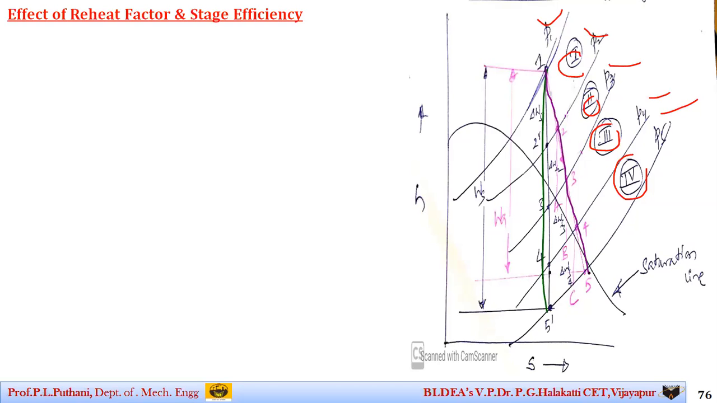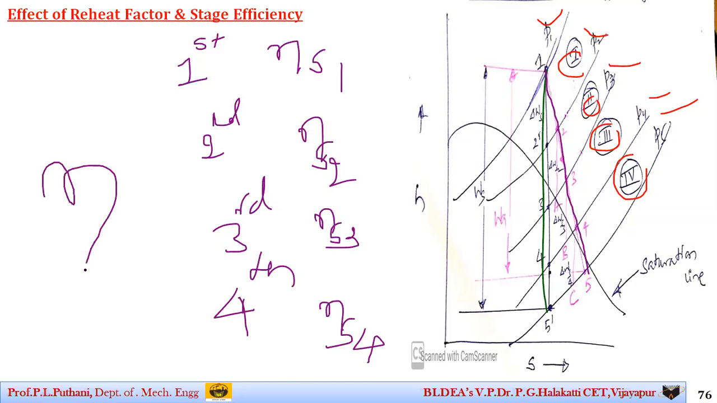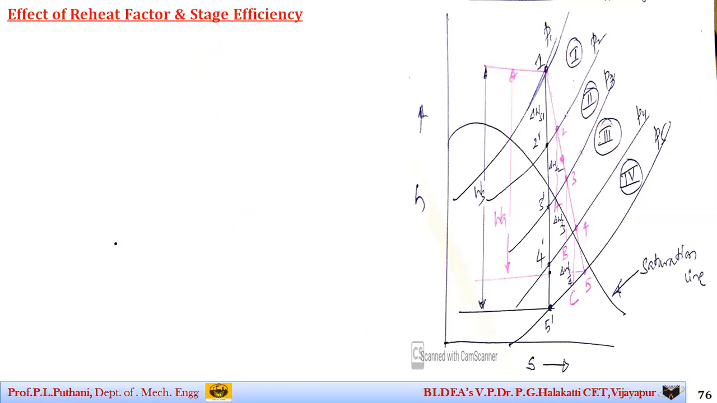So totally now we have considered here 4 stages. We are having 5 pressure lines. So with 4 stages, you can find out each stage efficiency for each turbine. Suppose for the first stage, I can find out eta S1. Similarly, for the second stage, I can find out eta S2. Then similarly for the third stage, I can find out eta S3. And for the fourth stage, I can find out eta S4. Now I will combine all of them together and find out the overall efficiency, considering the efficiency of all the stages together with the term known as reheat factor.